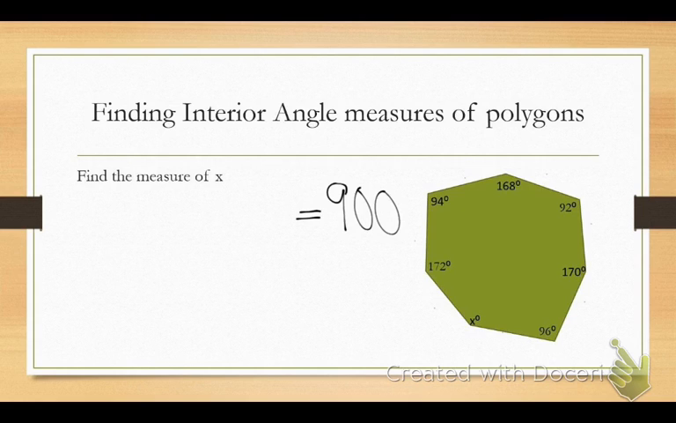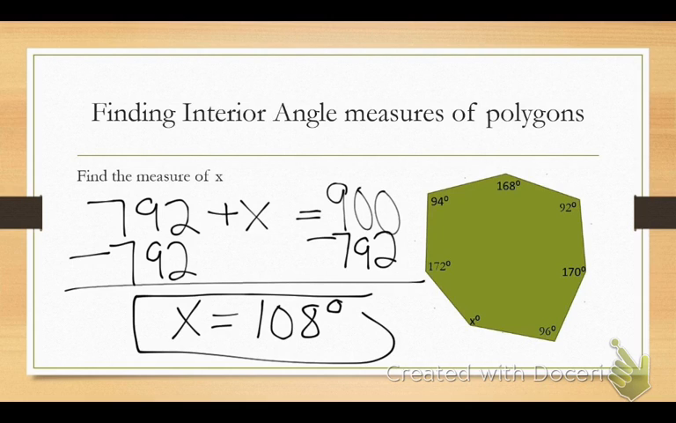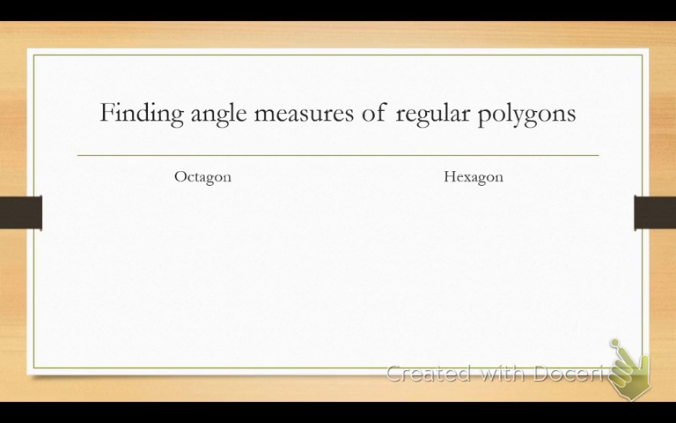7 sides, 900. Okay? So in my last class, many of them had it memorized. They said, oh, 7 sides, 900. 6 sides, 720. 8 sides, 1080. They just have that memorized. But if you don't, you can use your formula to find the total. Okay? Now that we have a total, where did I get 792 from? All the other angles added together. Now what can I do to find x? Subtract it from both sides. X has to be 108 degrees in order for this to be a true heptagon. Okay? All right.